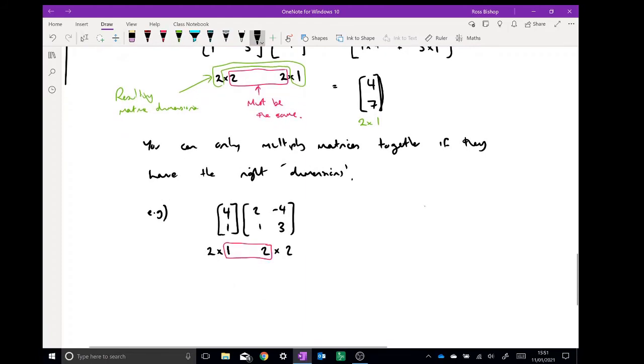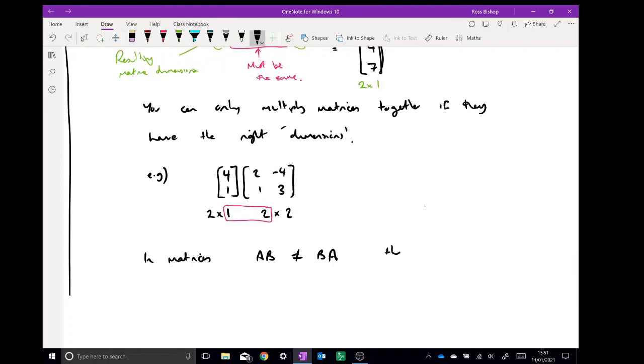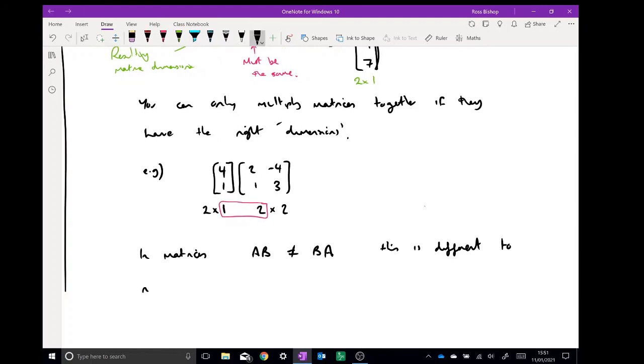Which brings me to my final point in terms of multiplication. So in matrices, AB is not necessarily equal to BA. If you multiply AB together, you're not necessarily going to get BA. Sometimes true for some specific cases, but not always. In fact, mostly they will not be the same. This is different to numbers, because obviously 3 times 4 is the same as 4 times 3. But that's not the same in matrices.